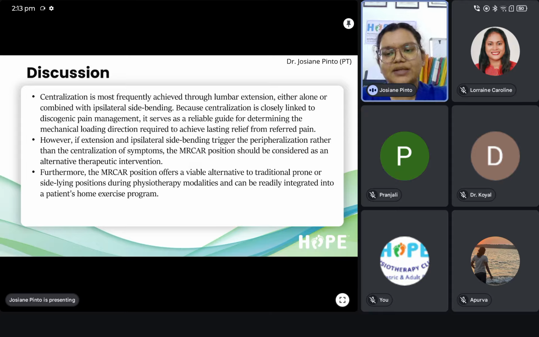physiotherapeutical electrical modalities can be given to these individuals with the same symptoms in these positions, because as given in the intervention of the study, they were asked to practice it 4 times for 20 minutes each, and a session of TENS or IFT would typically last 15 to 20 minutes, so it would fit in. And this can be readily integrated into a patient's home exercise program as well.